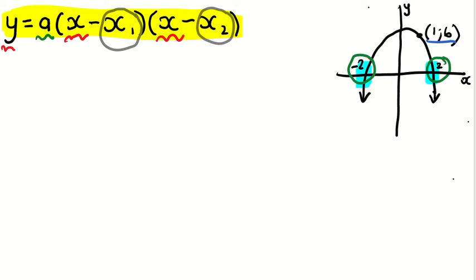So our first step is going to be to determine how the equation actually looks. So we're just going to substitute in those values. So it's going to be still y equals a, and we're still keeping that same format.